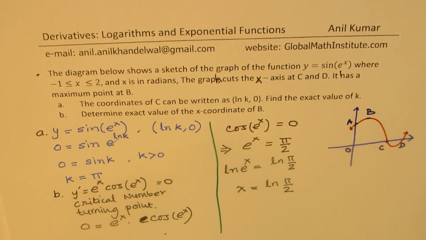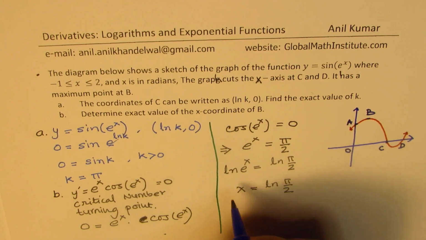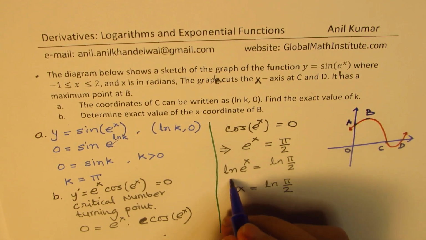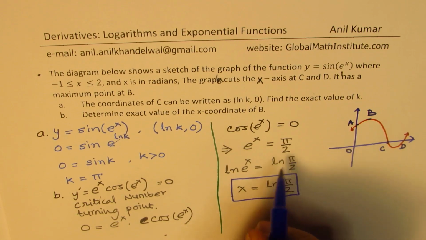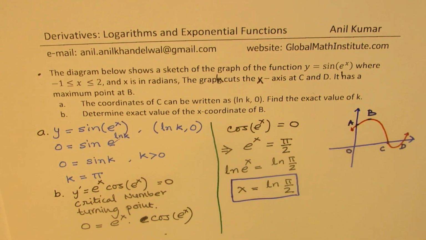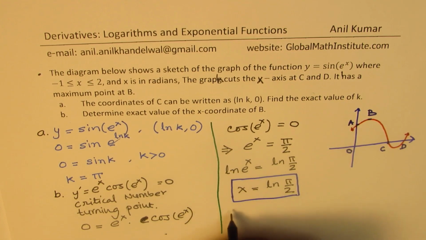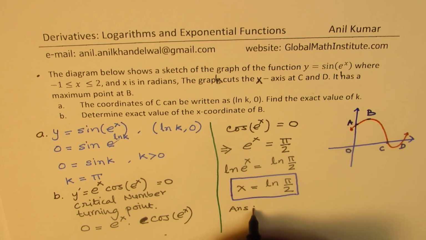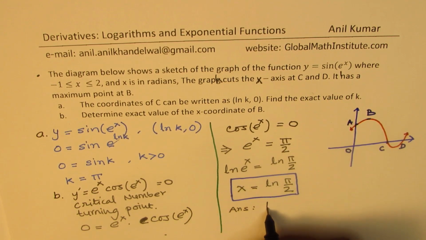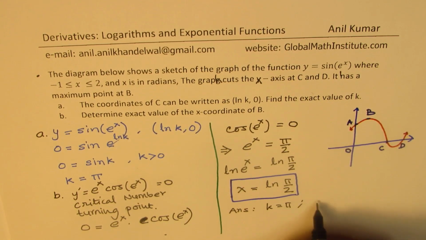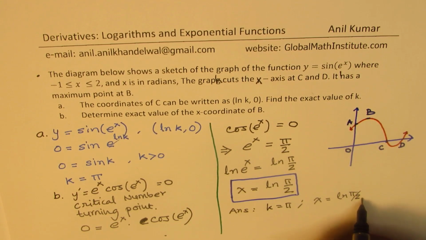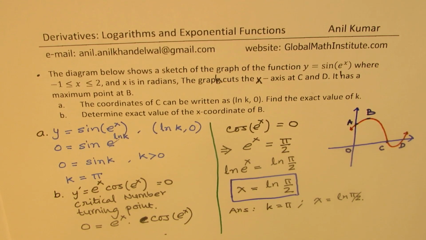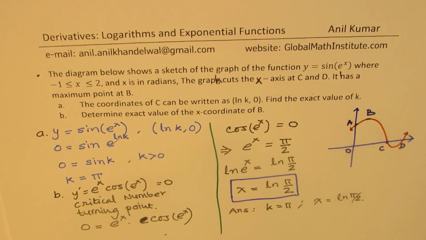Is that clear to you? So we get our solution, and that is ln of pi by 2 is the value of x for the maximum, right? Since we need to find only the x coordinate, that is our answer. So we know the value of k is equal to pi and the value of x is ln of pi by 2. Perfect. So that is how we are going to solve it. I hope that makes sense.